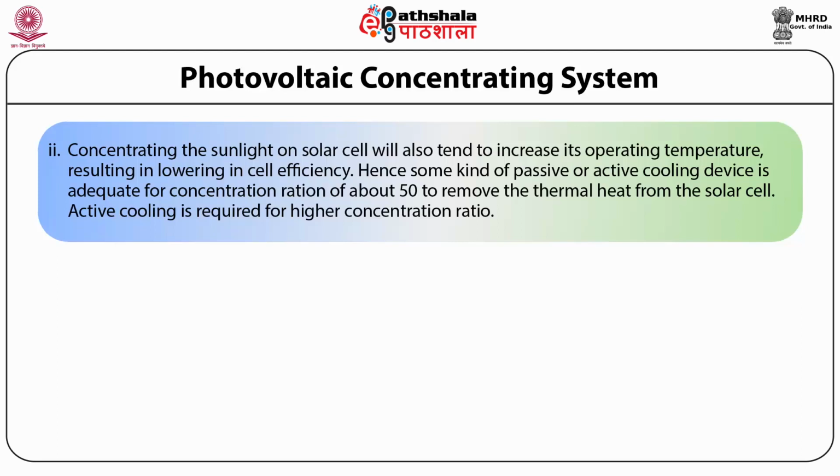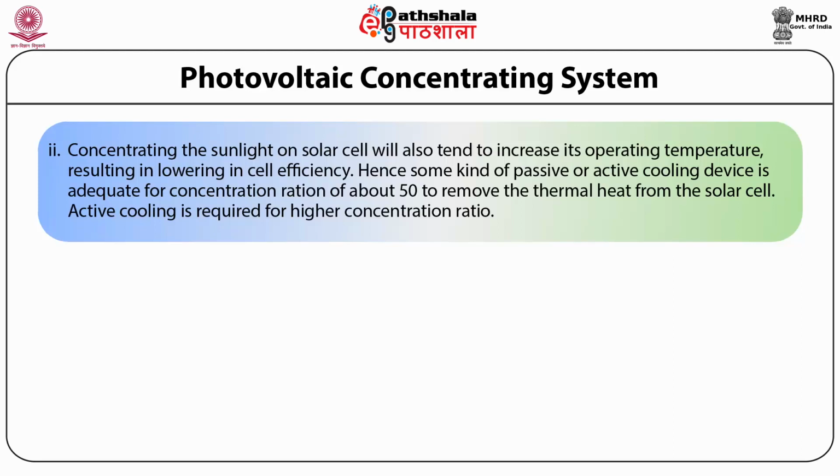Hence, some kind of passive or active cooling device is adequate for the concentration ratio of about 50 to remove the thermal heat from the solar cell. So the active cooling is required for higher concentration ratio.